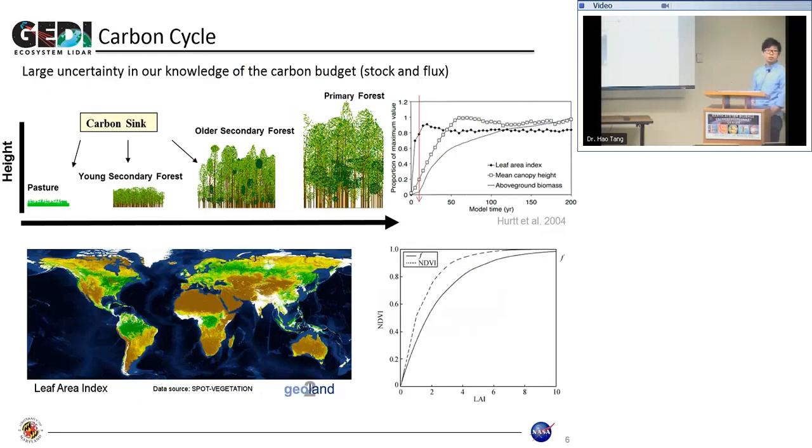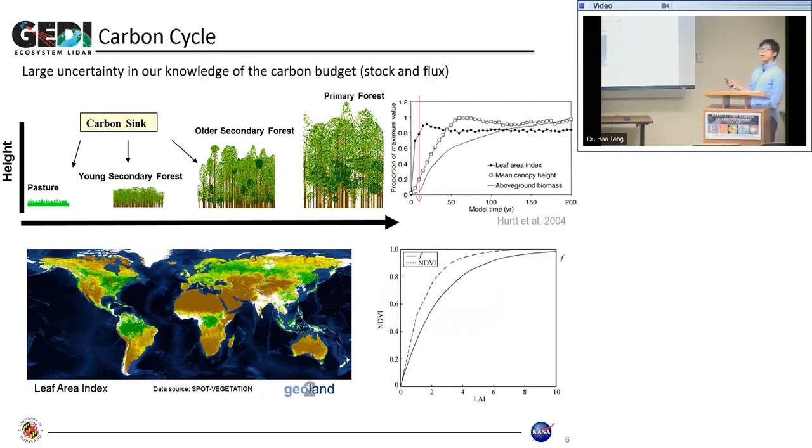Number two, carbon cycle. I guess a lot of people here deal with carbon a lot. Right now we have a large uncertainty in our carbon budget, not only in the total stock, but also in flux. And this is what we see here. As trees grow over time, they usually take up a lot of carbon, especially in the early stages. Right now we're not that sure about the stock in the primary forest, and we don't even know whether they are a carbon sink or carbon source, because it's subject to climate change and other different factors. But we do know this for sure: it's a major carbon sink.